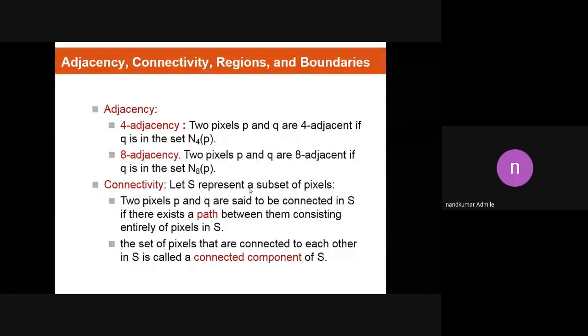Right. 4 connectivity, 8 connectivity and M connectivity. M, capital M. Okay, so always remember it, or write it down. The first one is a 4 connectivity, second one is a 8 connectivity and third one is a M connectivity. Now what is a 4 connectivity, what is a 8 connectivity, and what is a M connectivity?